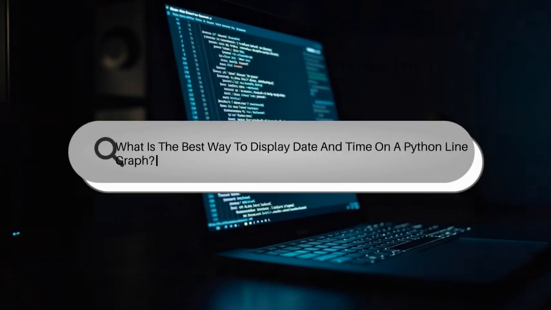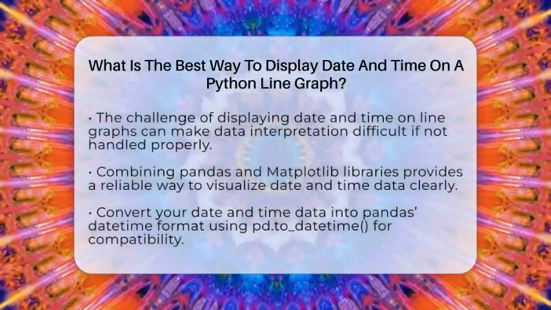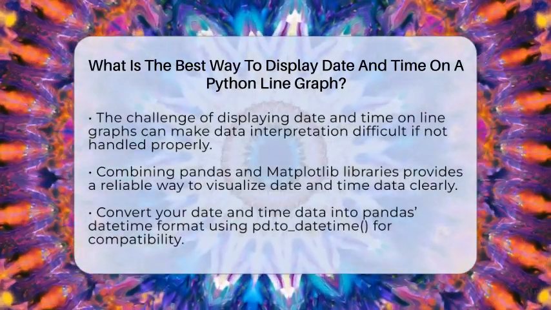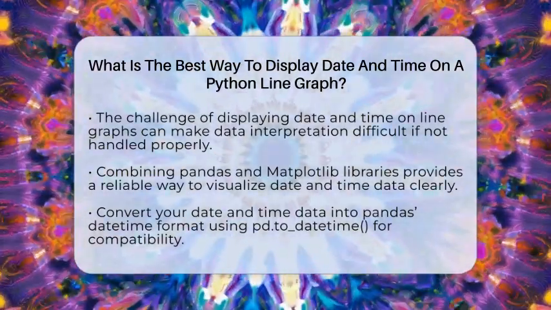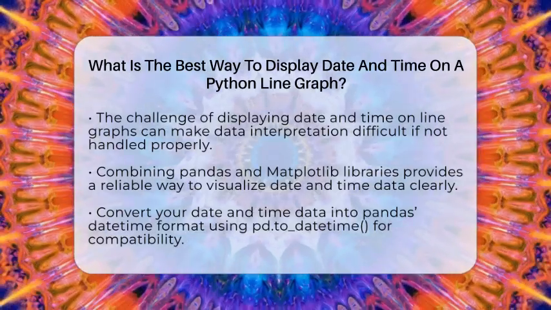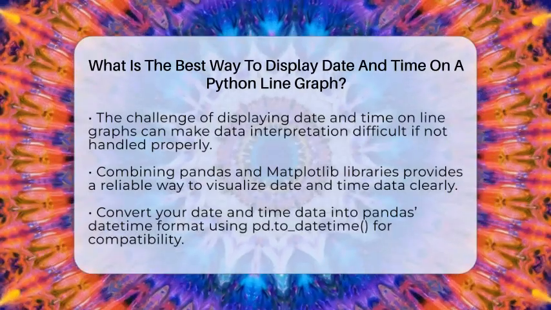What is the best way to display date and time on a Python line graph? Imagine trying to read a graph where the dates are all jumbled together or squished so tightly you can't tell one from another. That can make understanding your data a real challenge. So, how do you make date and time data clear and easy to interpret on a line graph in Python?